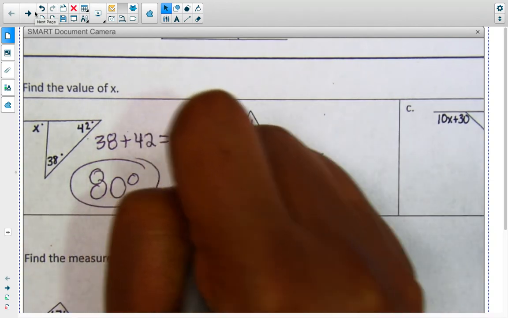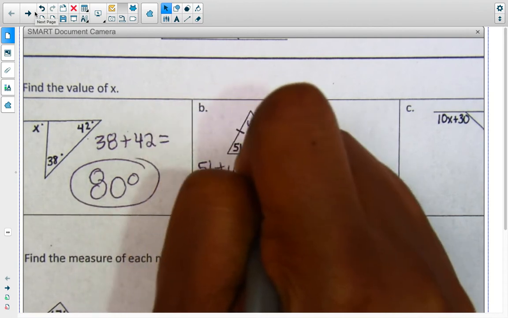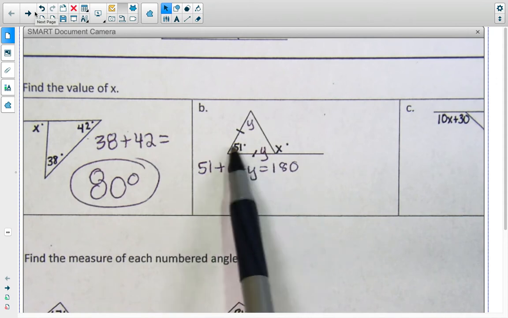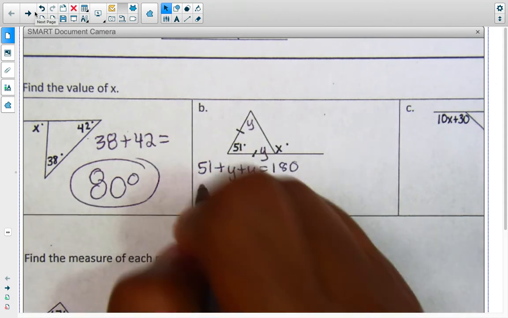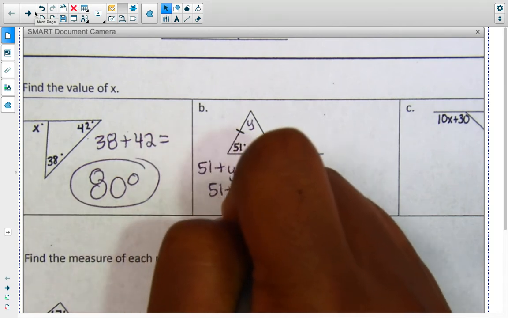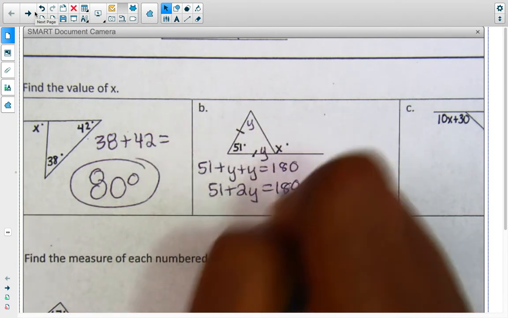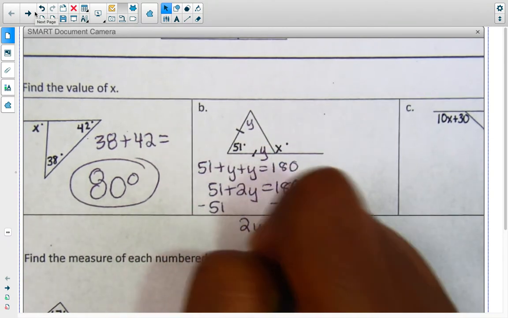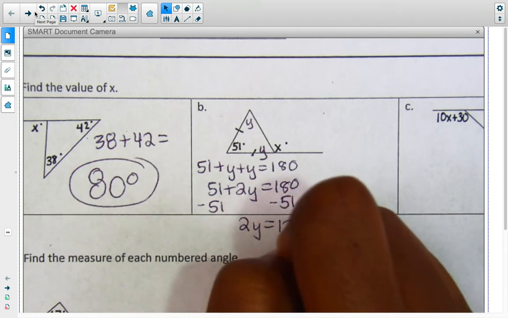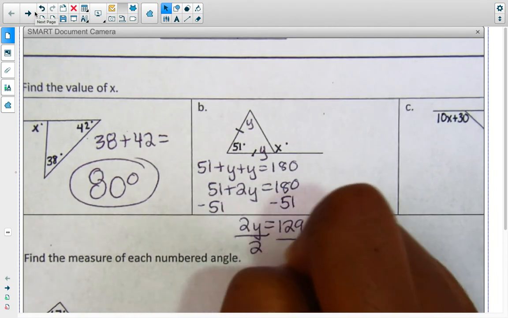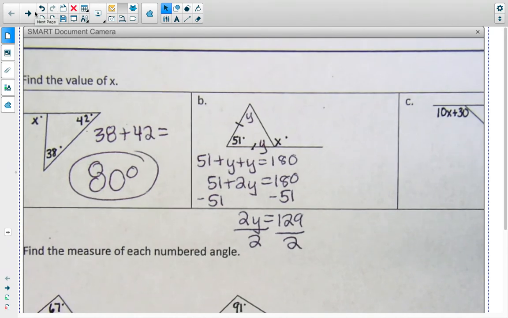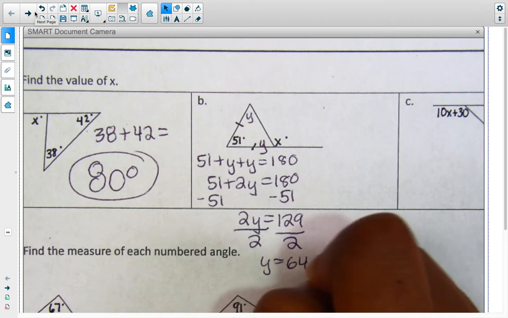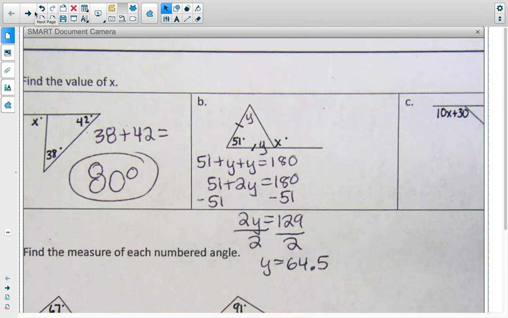So let's solve that equation. So my equation that I set up is 51 plus y plus y. Those are my three angles in the triangle equal 180. So we go through, we combine like terms. Subtract 51 from both sides. So 2y is equal to 129. So I'm just solving the equation. Divide by 2. Okay. And I get a fraction. I'm going to put it in decimal form, just make it a little simpler for us working with the angle measure. So I got 64.5.